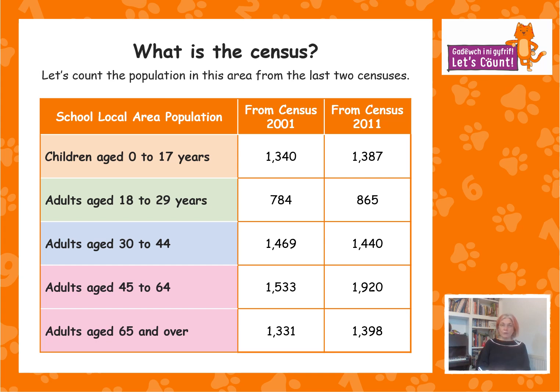A bit more of a change is that there are now more adults aged 18 to 29. If I do some rounding and estimating, I can say that the number has increased from about 780 to about 860, which is an increase of around 80. What would that mean for an area if I have 80 more people aged 18 to 29?